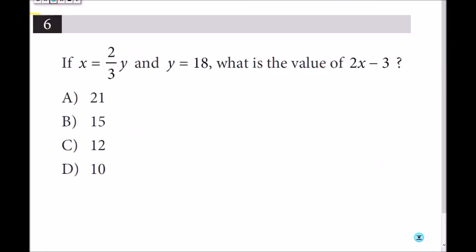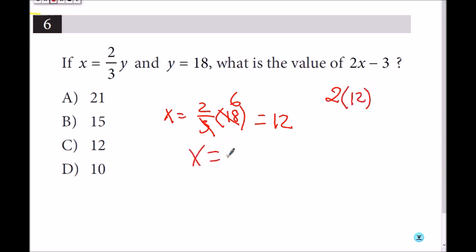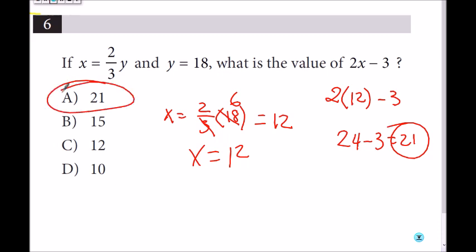Number 6, if x equals 2/3 y and y is 18, what is 2x minus 3? So let's just go ahead and solve for x. X equals 2/3 y, y is 18. So you get 6 times 2, which is 12. Now you're solving for 2 times 12, minus 3, so 24 minus 3 is 21. Section 3 has 20 questions for 25 minutes. It's non-calculator, so you cannot use a calculator for section 3.